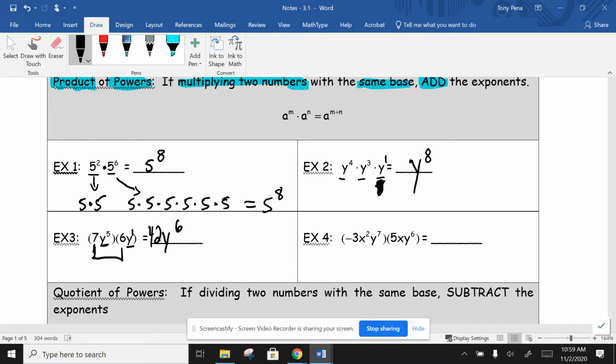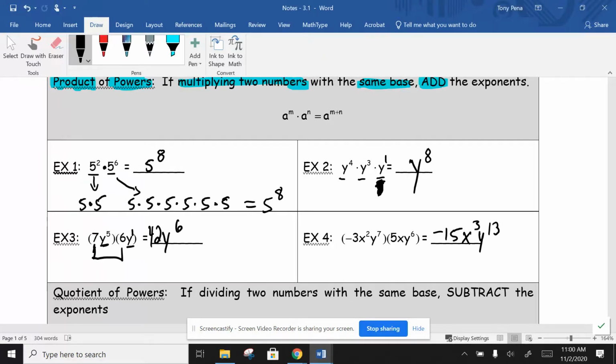All right. How are you today, Alexis? You good? I got -15 and then x to the third and then y to the 13th. All right. Do we agree with Alexis there? Tori agrees with you. Getting a few head nods. Yeah, that should be good.